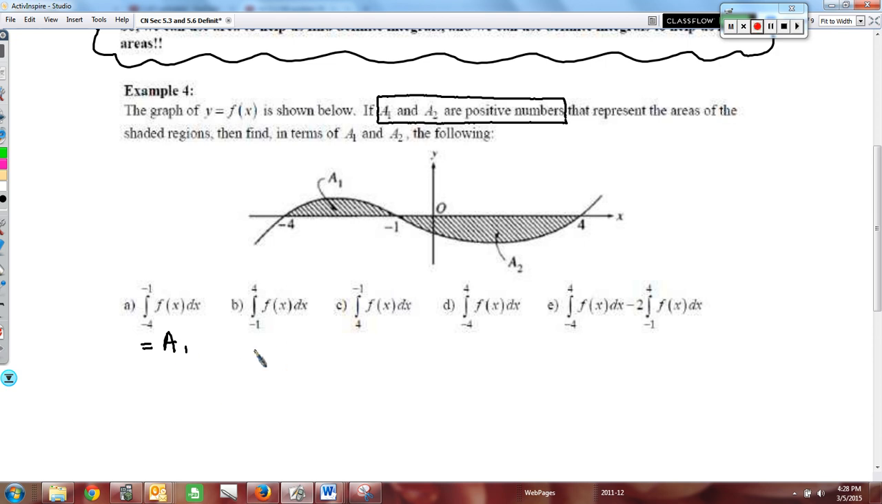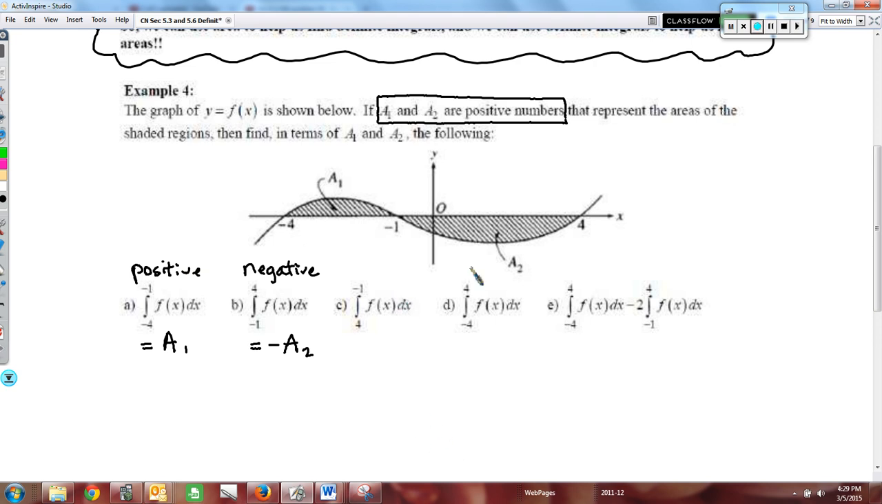When I go to calculate the definite integral from -1 to 4, now I have to recognize that my function is below. So the definite integral is going to be a negative number. The area is a positive number, so the definite integral will be a negative times whatever that area is. The definite integral is negative because the function is below. The other definite integral is positive because the function is above.